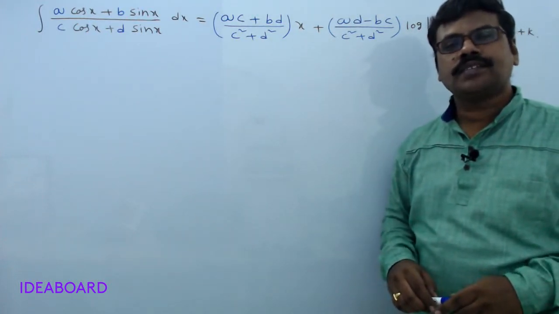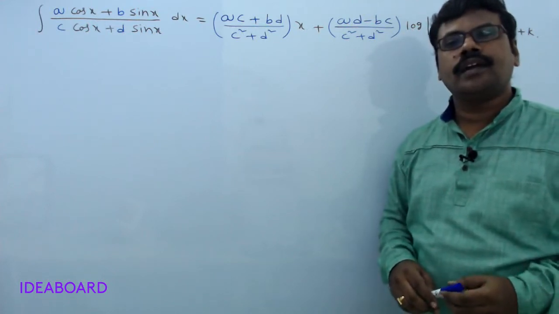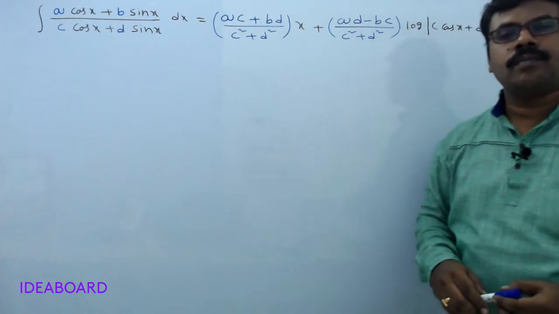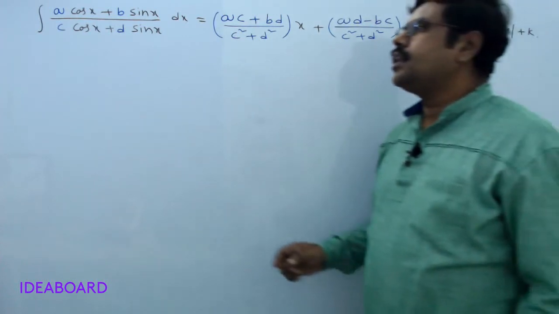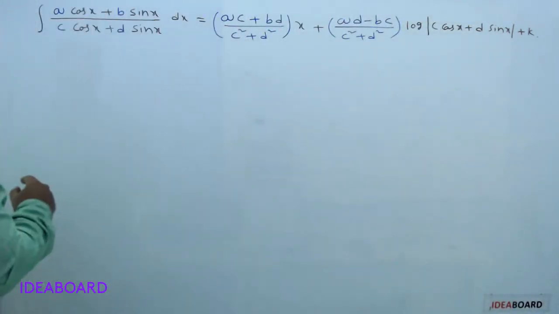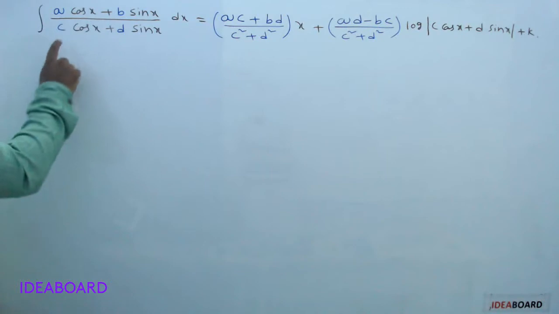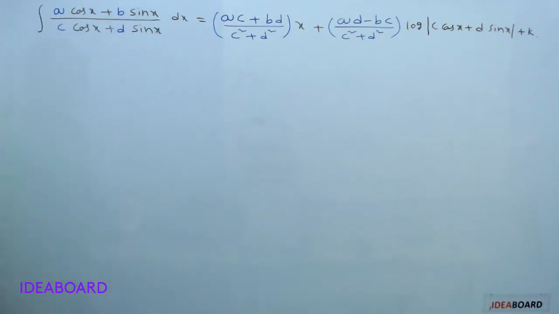Today we are going to discuss two different model problems which are very important from the competitive examination point of view. Now come to the first model: integral of (a cos x + b sin x) divided by (c cos x + d sin x) dx.